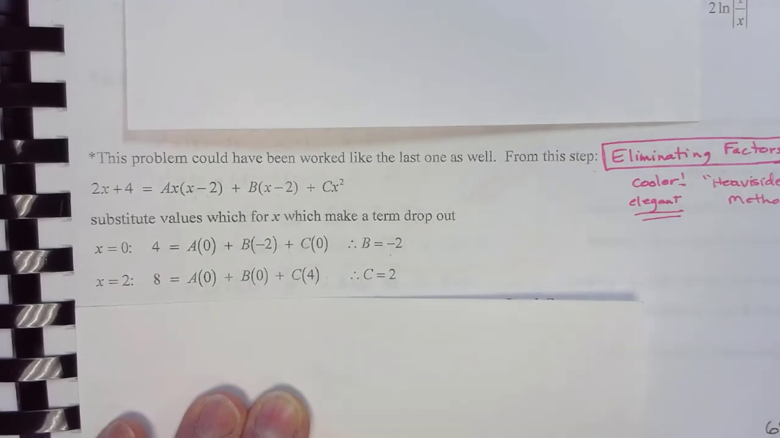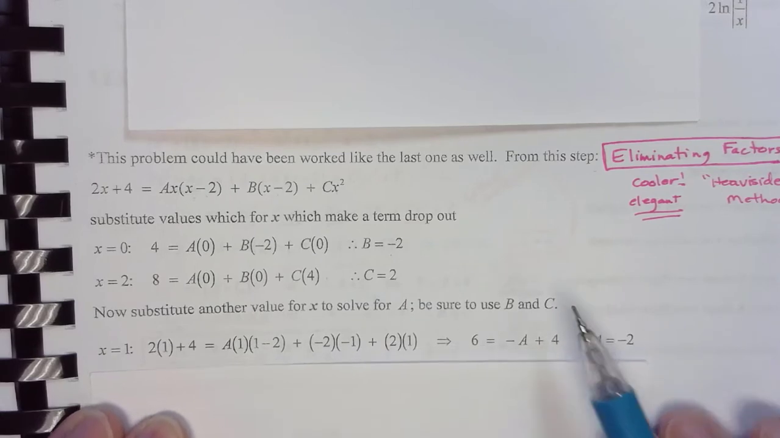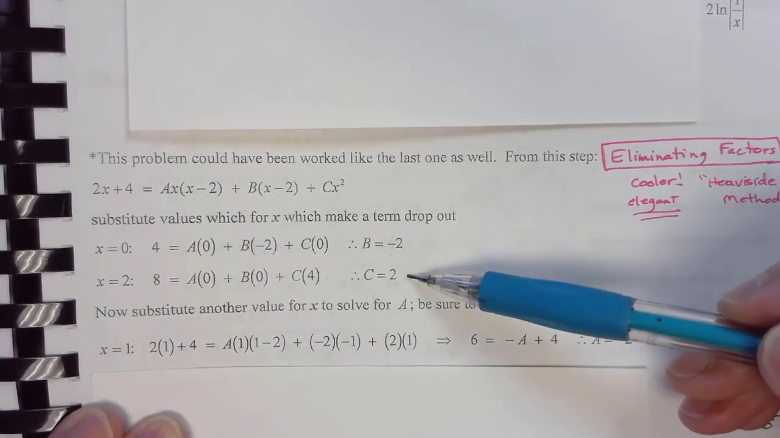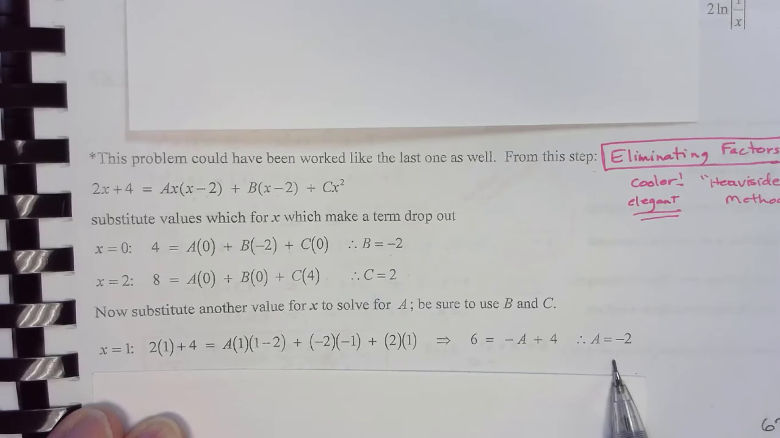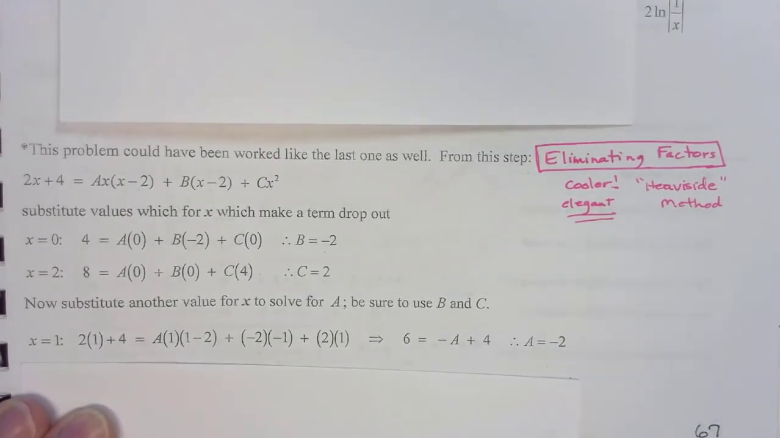Well, I'm going to show you another method for finding a, but here is the absolute easiest thing. Why don't you pick any other number for x? We've already picked 0 and 2, so let's pick another one. What about x equals 1? When I substitute 1 into this equation and my value for b and c, then I'm left with a, and I can solve for a. Now that is actually the easiest way to do it. This is called the Heaviside method. It's very elegant.